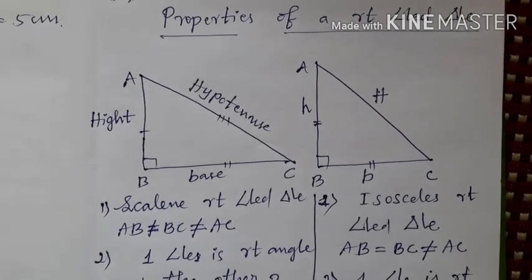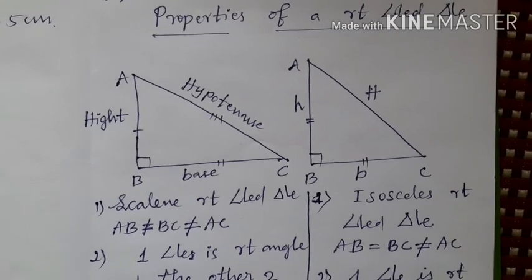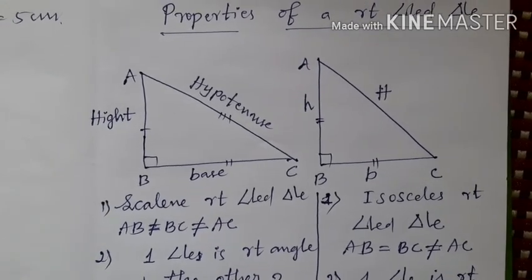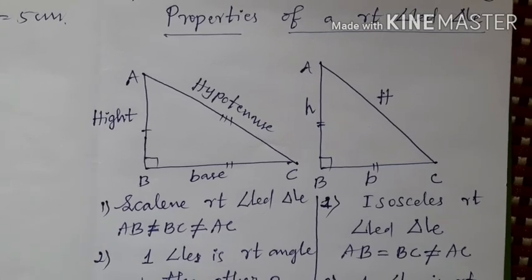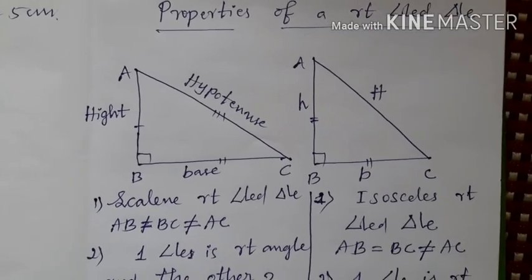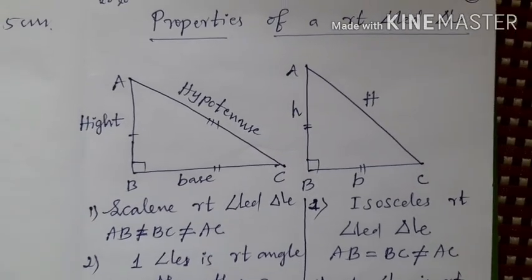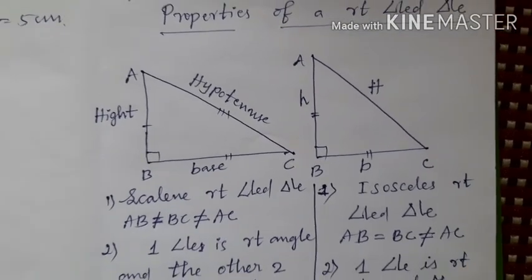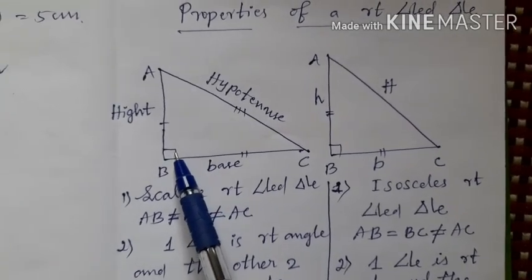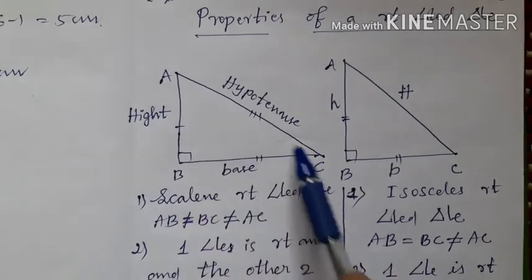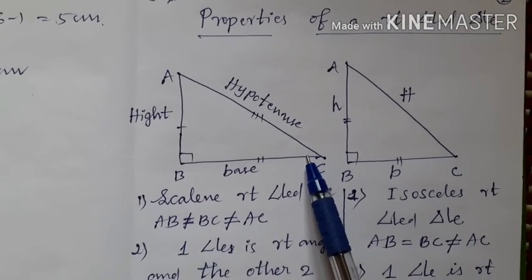Before we learn the applications of quadratic equations related to right angle triangles, let us understand what a right angle triangle is and its properties. A right angle triangle is a triangle in which one angle is 90 degrees and the other two angles are acute.